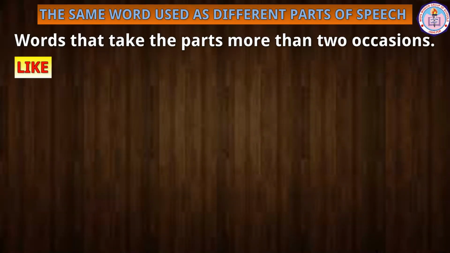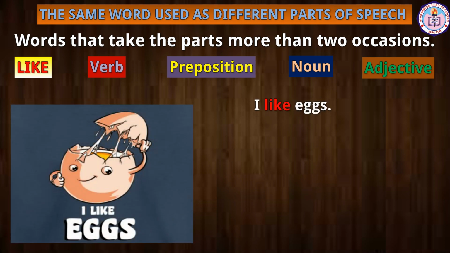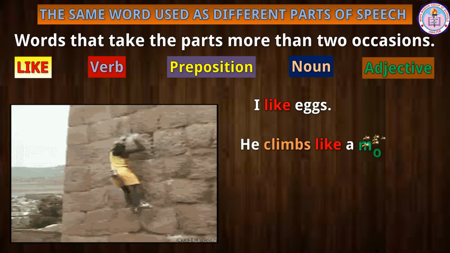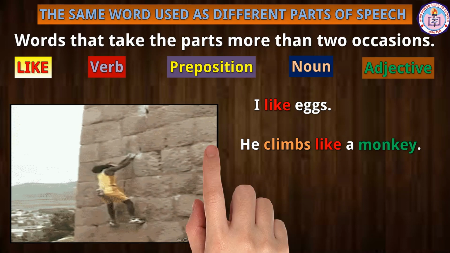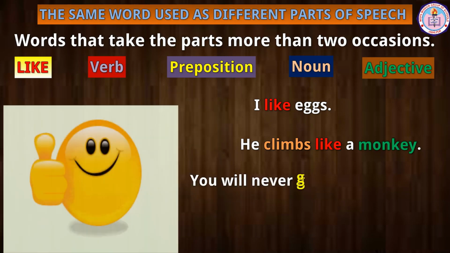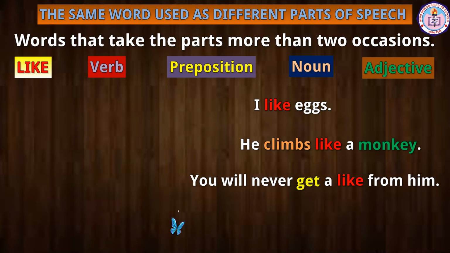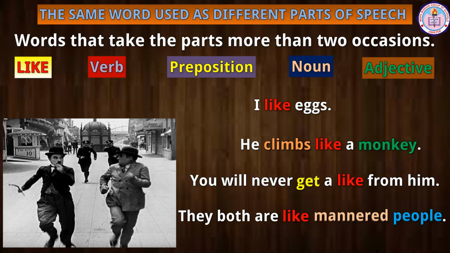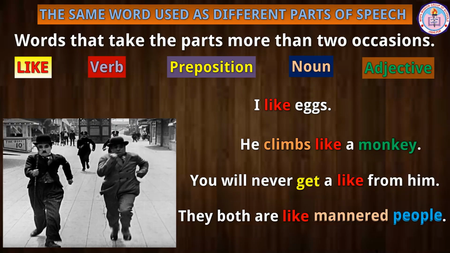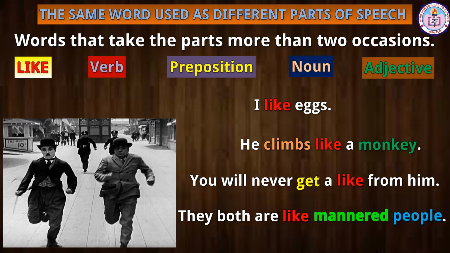Like. The word like can be used as a verb, a preposition, a noun, or an adjective. Examples. I like eggs. Here, like is the verb. It plays the action role in the sentence. He climbs like a monkey. Here, like acts as a preposition because it relates two words, climbs and monkey. You will never get a like from him. Here, like is a noun acting as the object of the verb get. They both are like-mannered people. Here, like is an adjective that describes the noun people. It is one of the paired adjectives. The word people has two adjectives, like and mannered.